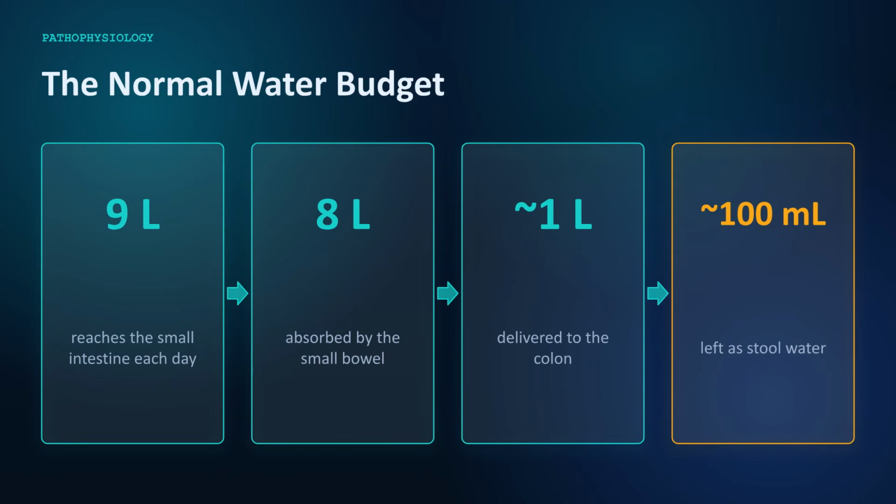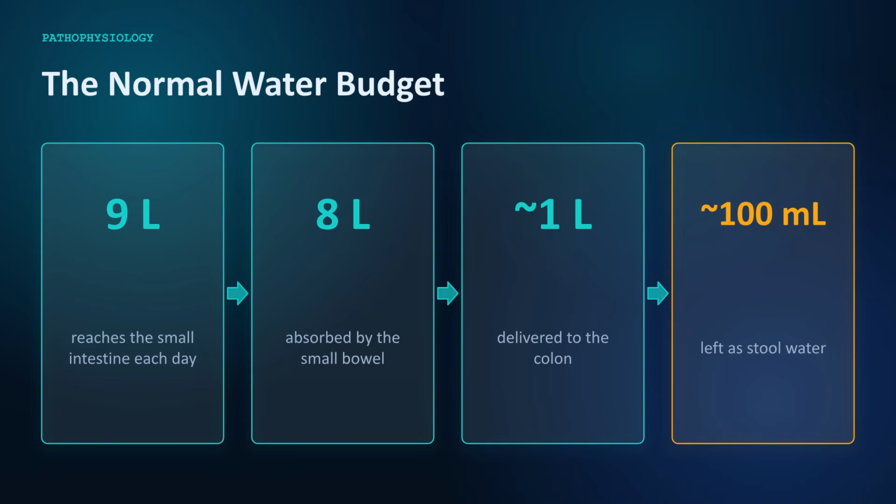Before we talk about disease, look at the normal numbers. About 9 liters of fluid reach the small intestine each day, roughly 2 from what you drink, and 7 from saliva, stomach, bile, pancreas, and intestinal secretions. The small bowel absorbs about 8 of those 9 liters. The colon receives around 1 liter and absorbs nearly all of it. What is left in stool is only about 100 milliliters of water a day.